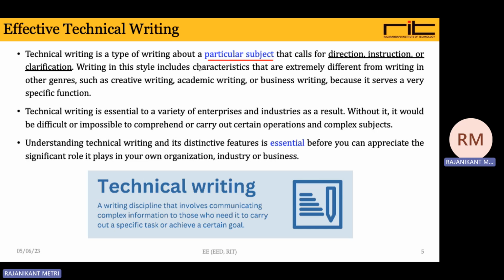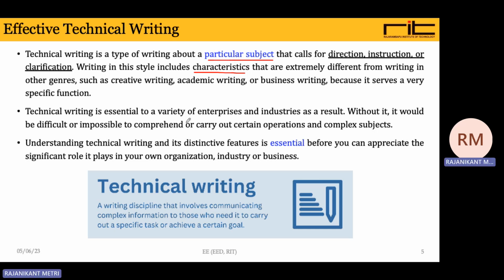Writing in this style includes characteristics that are extremely different from other genres, like you may be a creative writer, academic writer, business writer. So it serves different functions, and for different purposes, different kinds of writing are needed. For technical writing, it is about a particular subject or field.